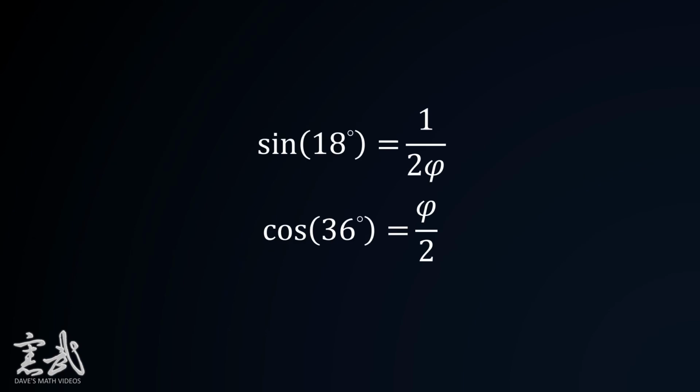So to conclude, our two golden trig identities are sine of 18 degrees or sine of pi over 10 is equal to 1 over 2 phi, and cosine of 36 degrees or cosine of pi over 5 is equal to phi over 2, where phi is the golden ratio.